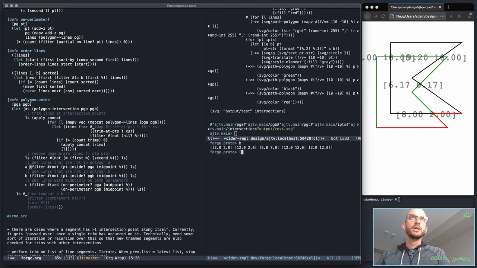Okay, here. Point inside B, midpoint of ASDF. It's not inside B. Why does it say that it is? That's the problem I'm having. Right, okay.